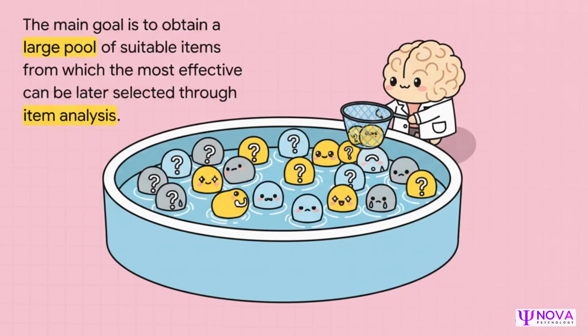Now, a really key idea here is that you don't just write the exact number of questions you need. Not at all. The goal is to start by creating a huge item pool or item bank. You want a surplus. And why? Because it lets you filter them empirically. You can use statistical analysis to cherry pick only the absolute best performing items for the final version of your test.